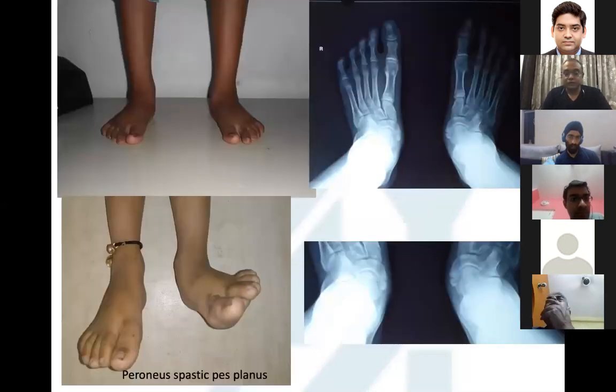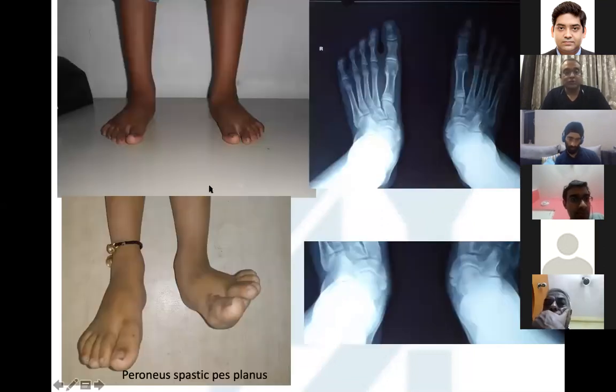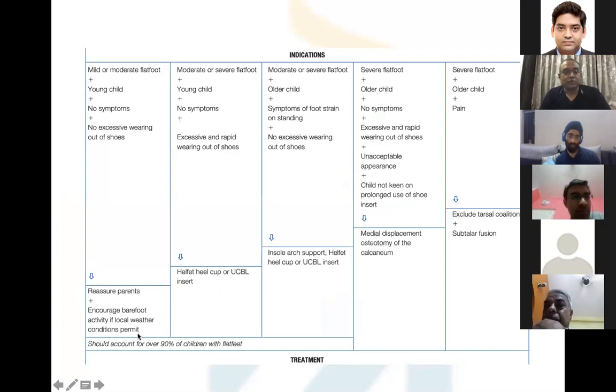Now here, we'll go into a planovalgus foot. This is a very common deformity which you see, and this is basically a pes planus condition, because of the accessory navicular you see here, and here in peroneal spastic pes planus also, and sometimes in tarsal coalition also you can see a flat foot deformity. So again here, most of the time you reassure the parents and encourage barefoot activity. In younger children this gets modified.